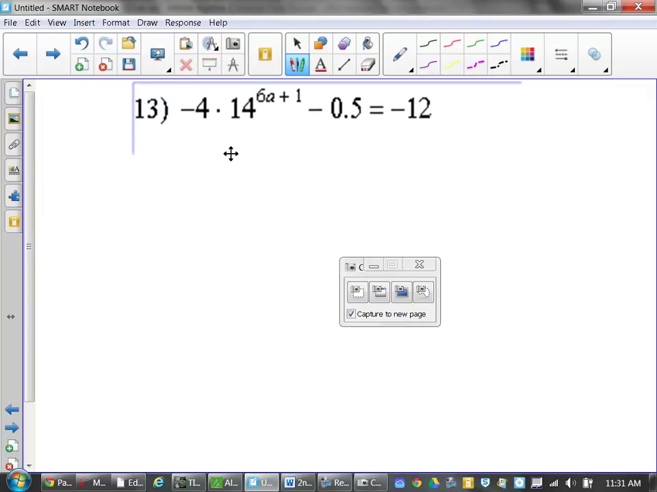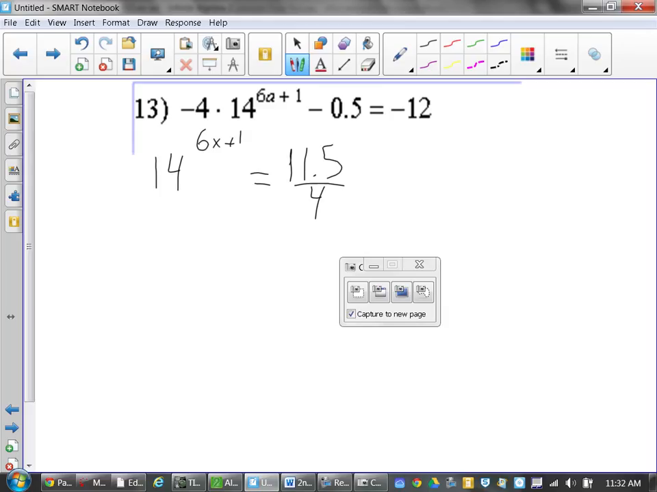All right, so add half, divide by -4. You wind up with 14 to the 6x plus 1 equals 1.5 over -4. Not a nice number. Wait, no, because it's a negative 1.5, so it would just be positive. Thank you, I was gonna say. So let's see, half of that would be something.